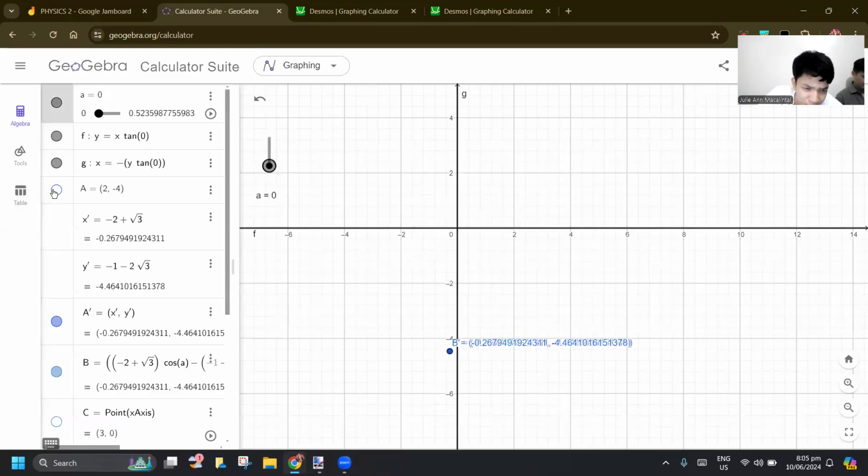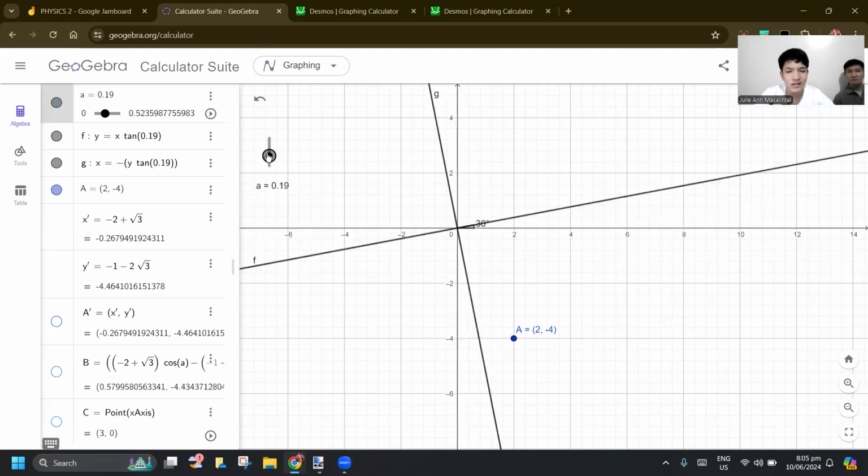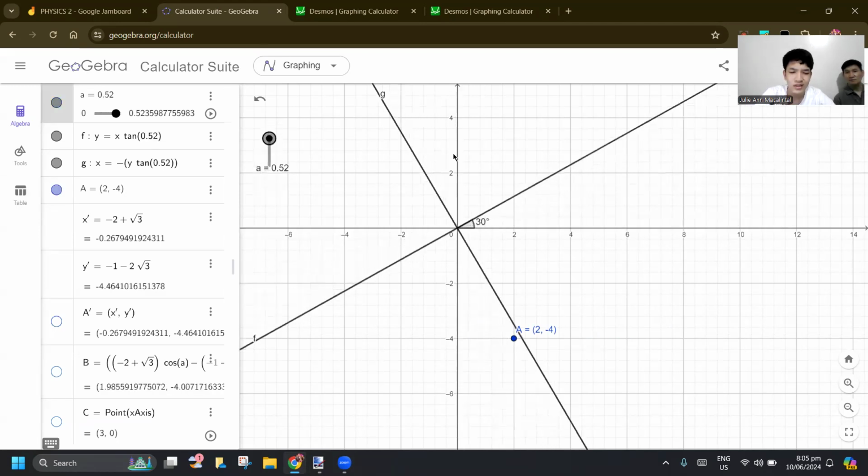So first, let's begin. We have the point A at 2, negative 4, and the axis haven't been rotated yet. So now I'm going to rotate the axis. So this is at 30 degrees. Now we want to find the coordinates of A with respect to this axis, the x prime and y prime.